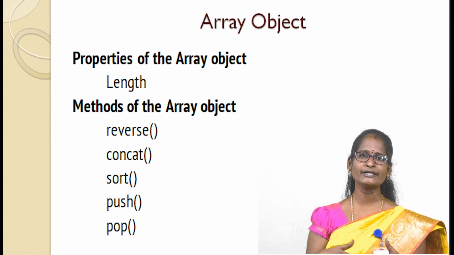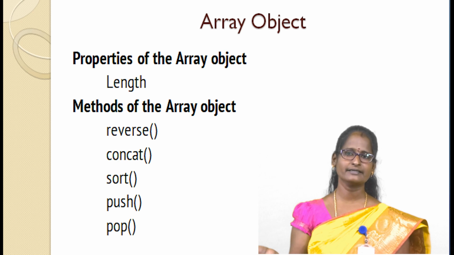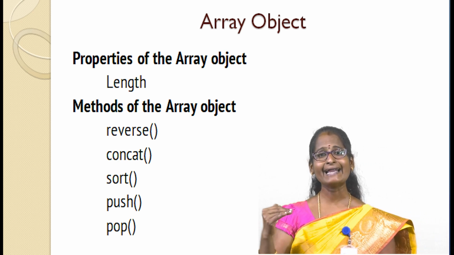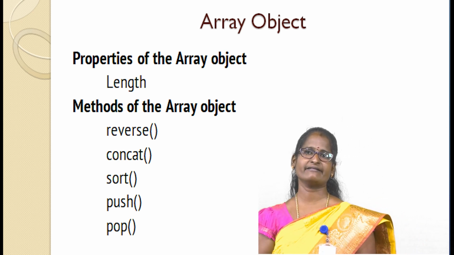Concatenation, we can join two or more arrays. Sorting, sort the elements of an array, that is ascending or descending order. Then push, append one or more elements at the end of an array. Then pop, it removes and returns the last element in the array.